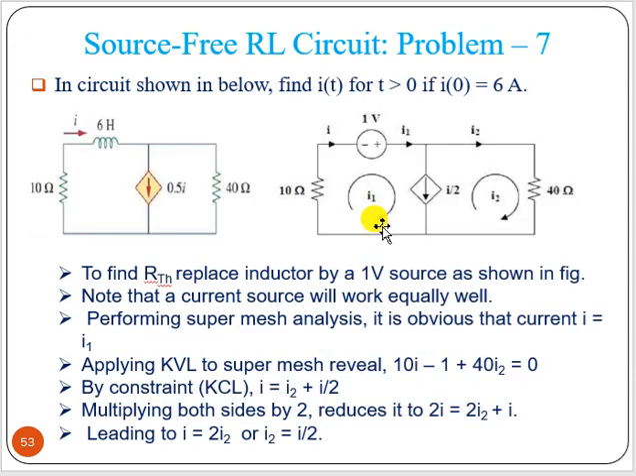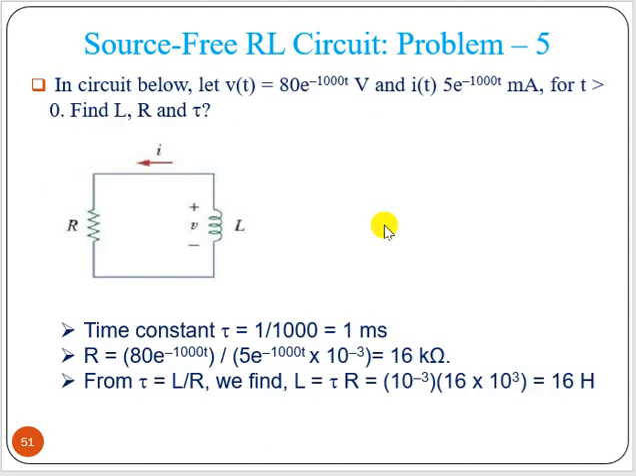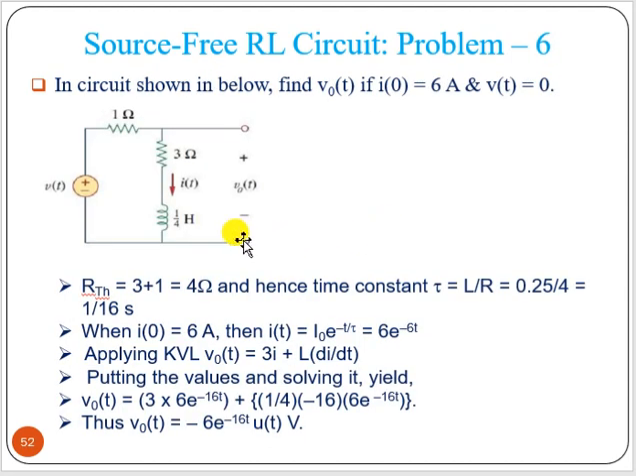Say this is the circuit. Find v0(t), if I0 is 6 amp and v(t) is 0. So R_TH, looking from the inductor side, R_TH is nothing but 3 plus 1. Then tau equal to L by R. L is given, R we found out. So you got tau. Now if I0 is 6 ampere, then i(t) is I0 e to the minus t by tau.